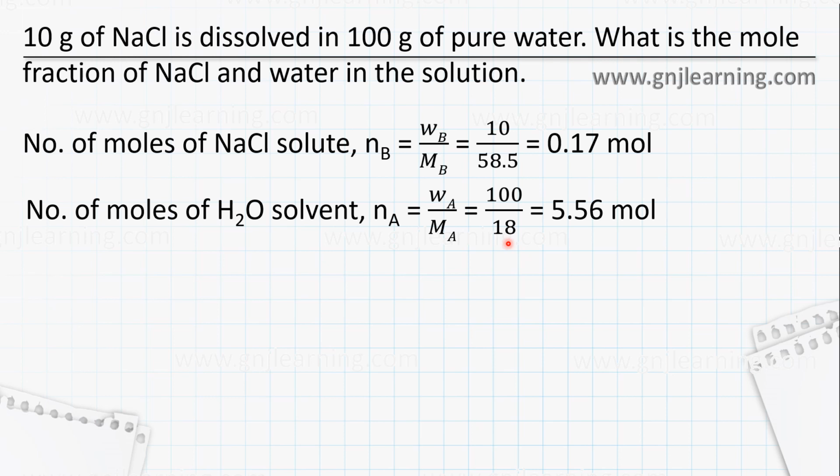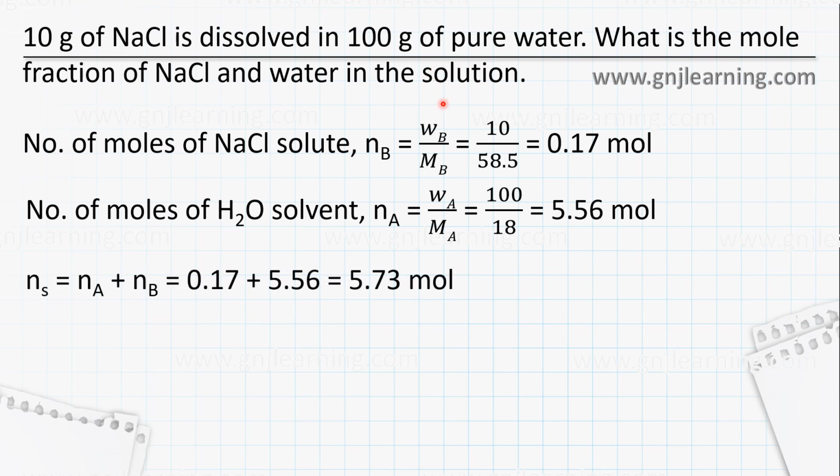How do you get 18 for water? The formula is H2O. For O, the atomic mass is 16. For hydrogen we have 2 hydrogen, so total 2. 2 plus 16 is equal to 18. So molar mass is 18. 100 by 18, when you solve this, you will get 5.56 moles. So you got the number of moles of solute and solvent. 0.17 of sodium chloride and 5.56 mole of water in this solution. Clear? Now it is easy.